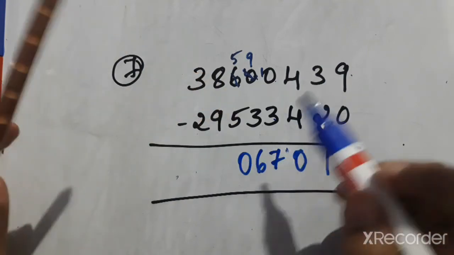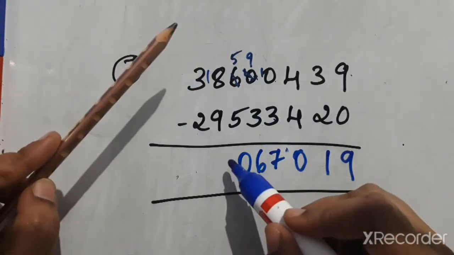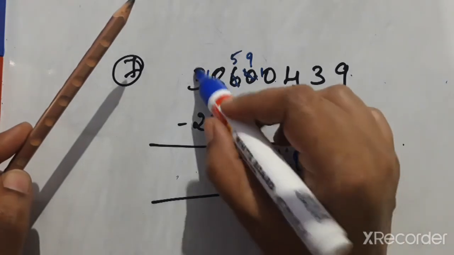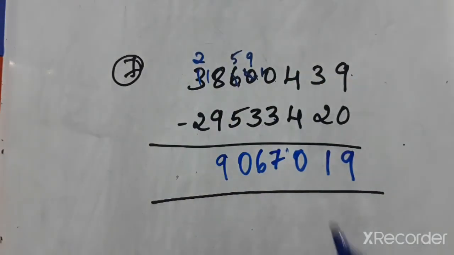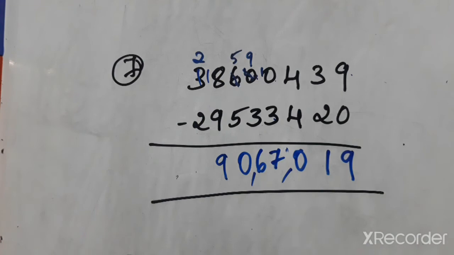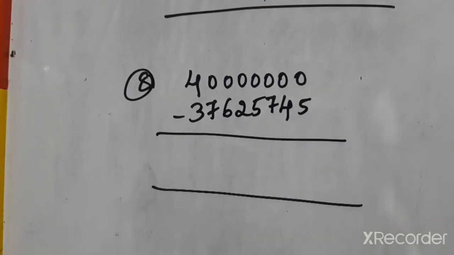8 minus 9, we can't subtract it. Borrow 1 from the next number. So it will become 18. 18 minus 9 is 9. And here now this will become 2. 2 minus 2 is 0. So the answer is 90 lakhs 67,019. If 2 commas, it is in lakhs, 10 lakhs. 3 commas means crores.